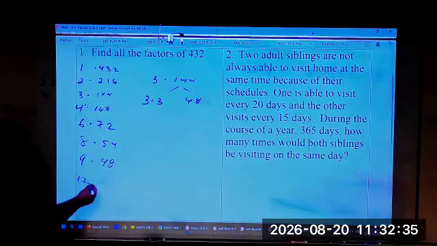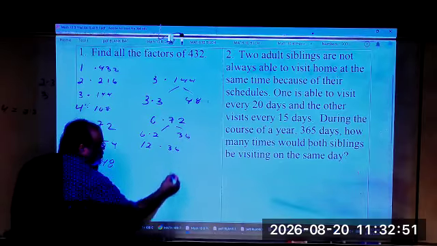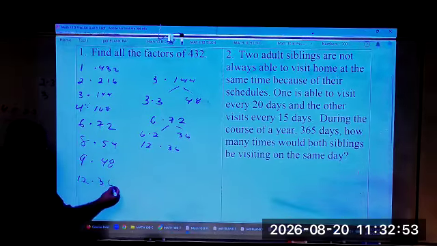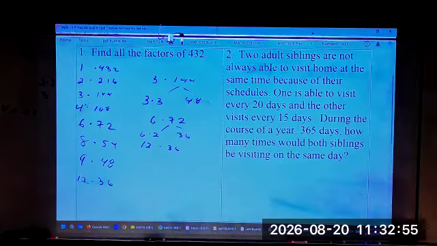Let me use a 6 times 72. I want 12. 6 times 2, so that factors into 2 times 36. So it's 12 times 36. We're supposed to get 20.